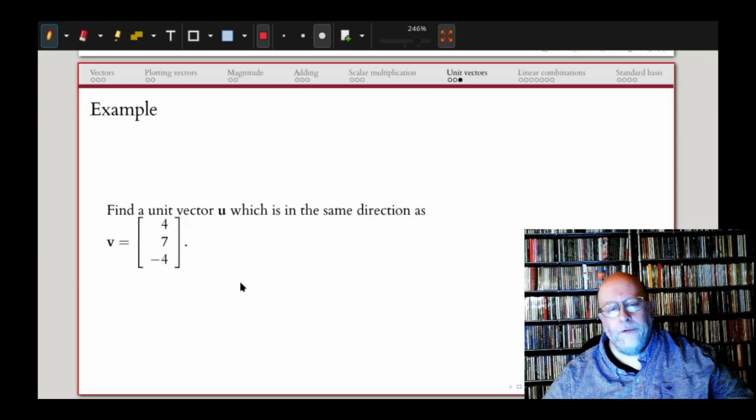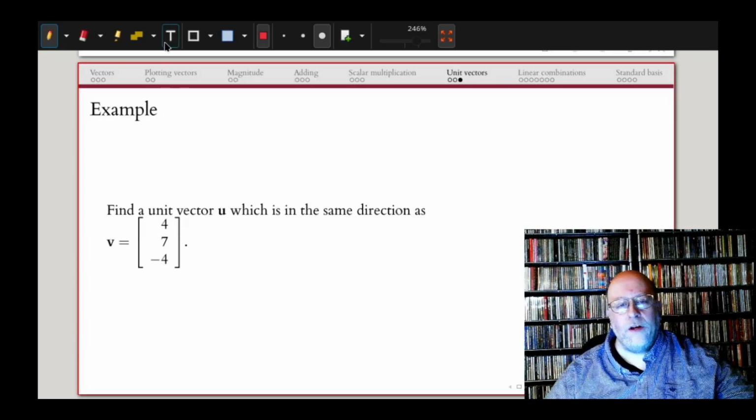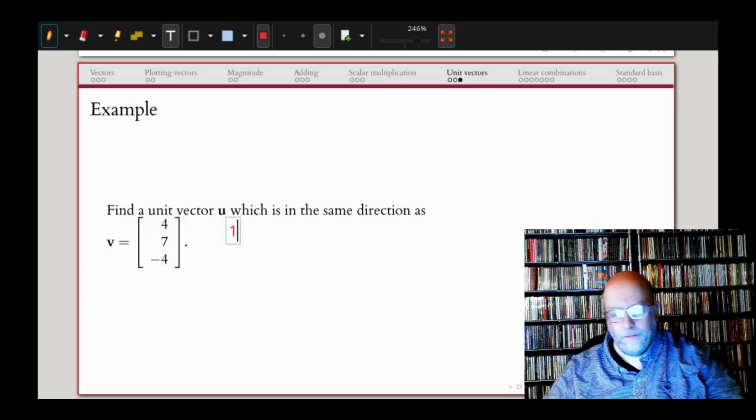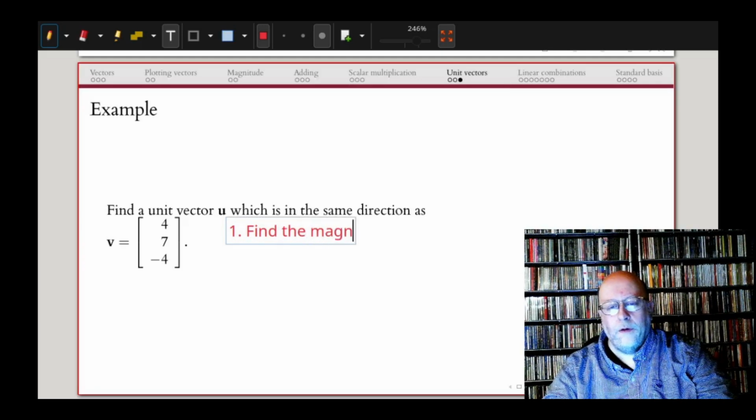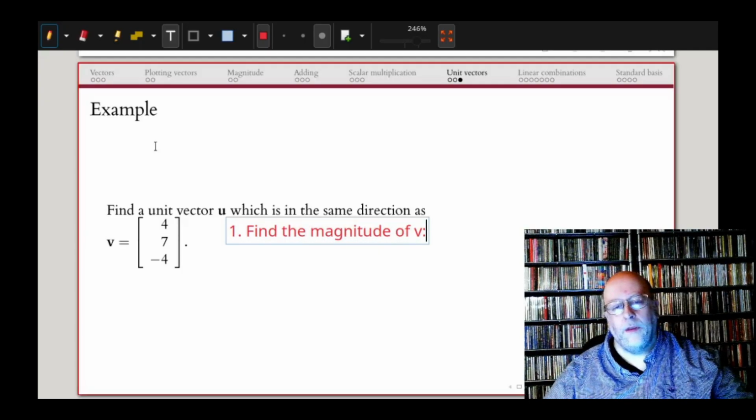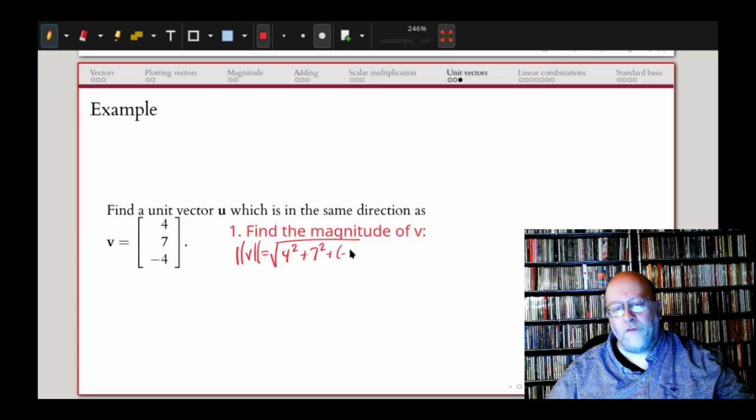Let's try another example. Let's find a vector that is in the same direction as 4, 7, negative 4. So the first thing we're going to do is find the magnitude of v. We did this problem earlier, if you remember. This is the square root of 4 squared plus 7 squared plus negative 4 squared. And that turned out to be the square root of 81, which is 9.